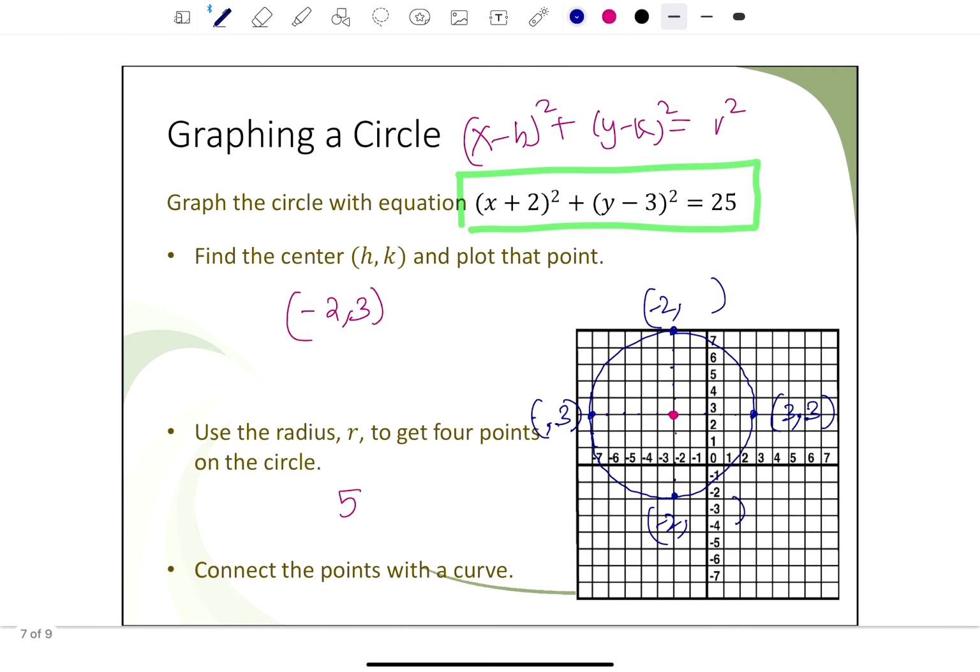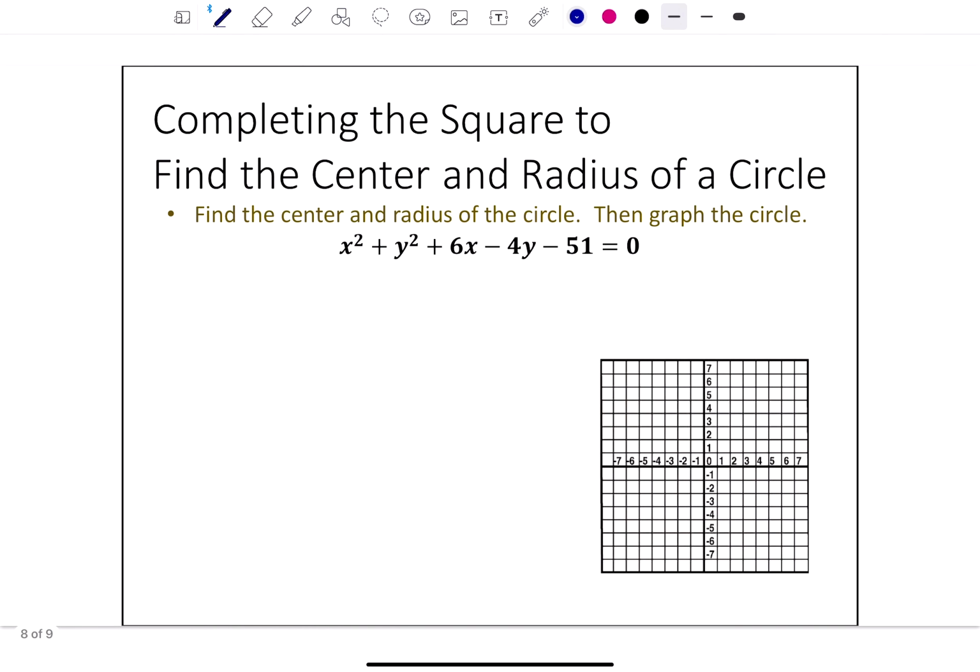And the x coordinate is negative 7 here, and y coordinate would be 7 and negative 2. All right, that's the graph of my circle. Next, completing the square to find center and radius of a circle.